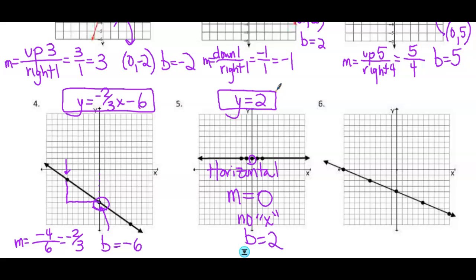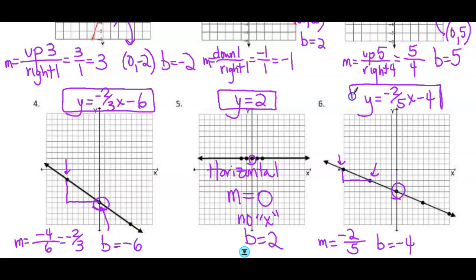Last one. I'm going to pick this point and this point. Down, 1, 2, that's a -2. 1, 2, 3, 4, 5, that's a +5. That cannot be simplified. There's my y-intercept. That is down, 1, 2, 3, 4, -4. So the last answer would be y equals -2/5 x minus 4.